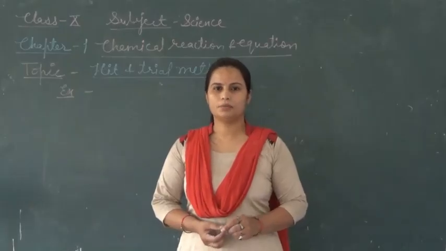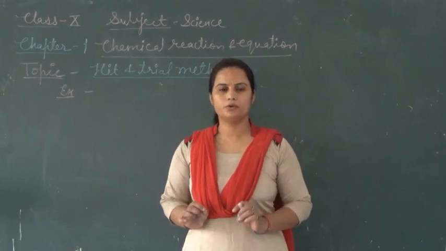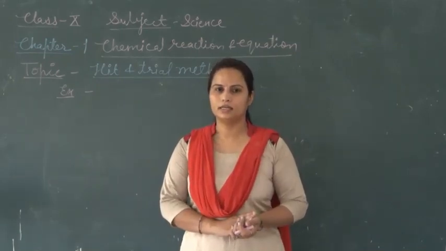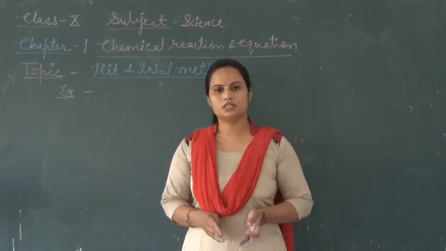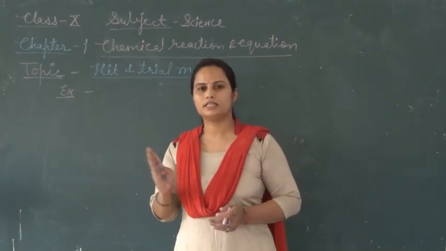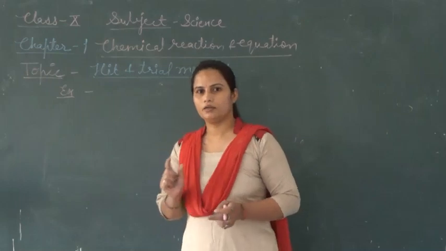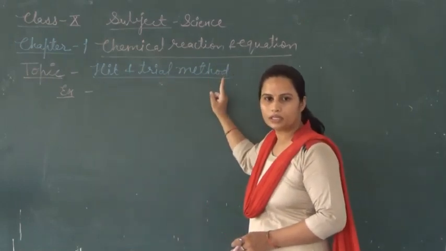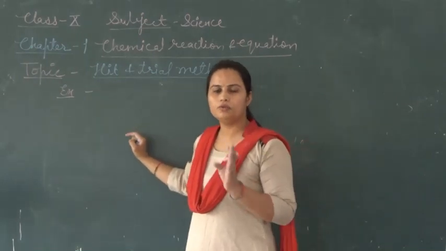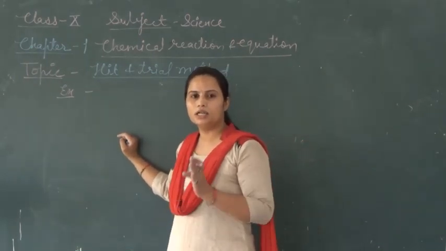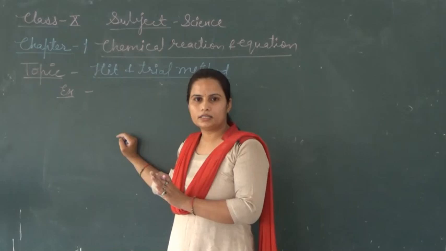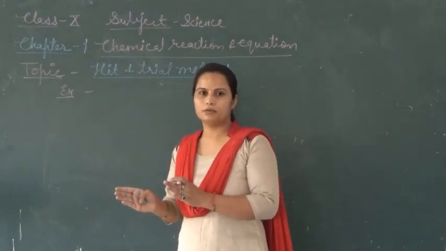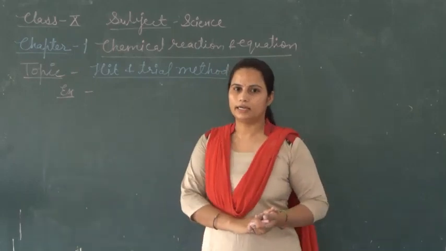Hello student, in my previous lecture I told you how we balance both the left hand side and the right hand side. The main procedure by which we balance both sides is called the hit and trial method. It is based on the law of conservation of mass. It means mass is neither created nor destroyed, so the left hand side mass is always equal to the right hand side.